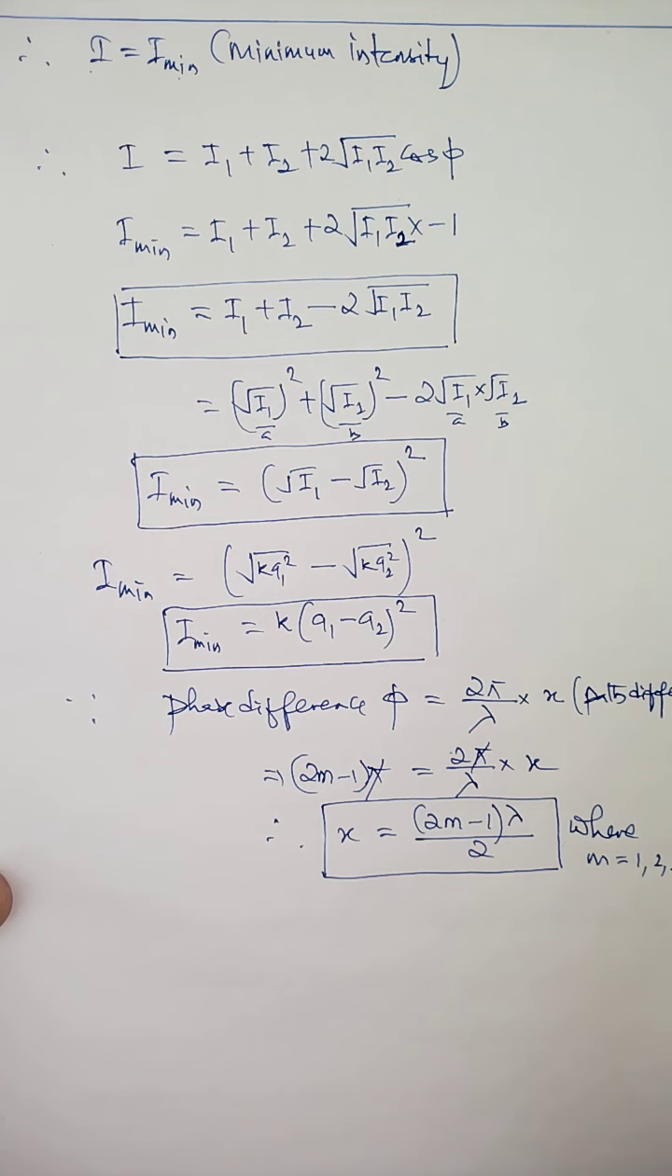And this phenomenon, which modifies the distribution of energy, either light energy or sound energy, by the superposition of two waves or more than two waves in a medium, is also called interference.